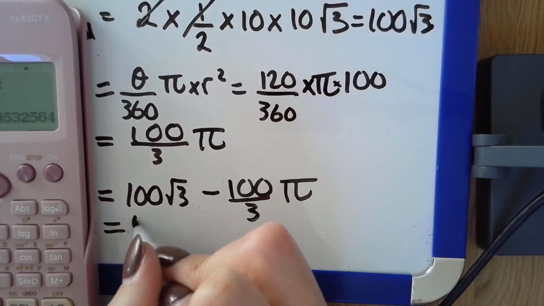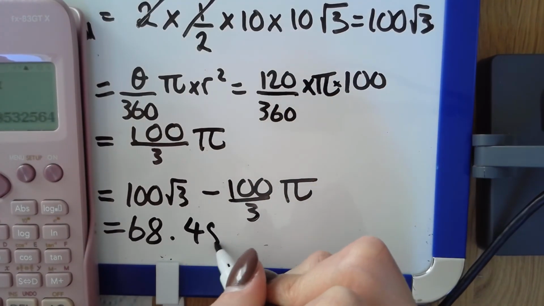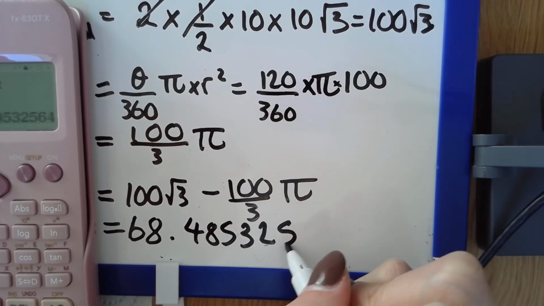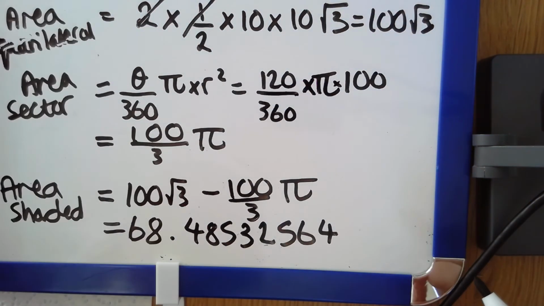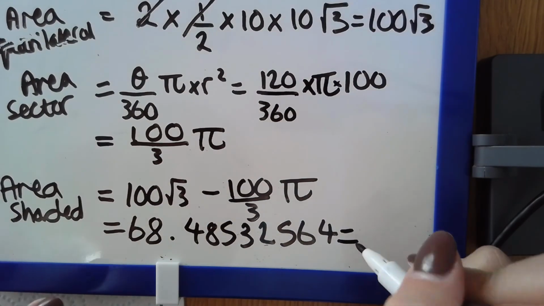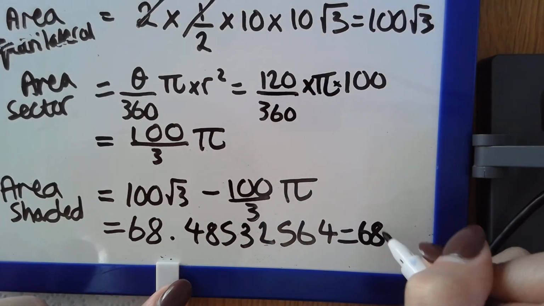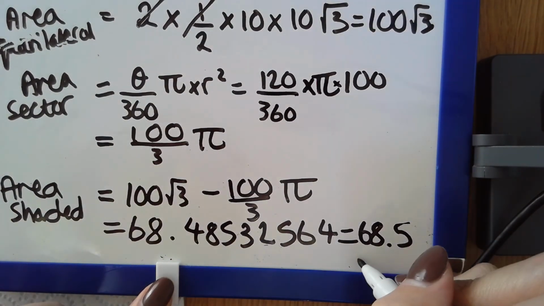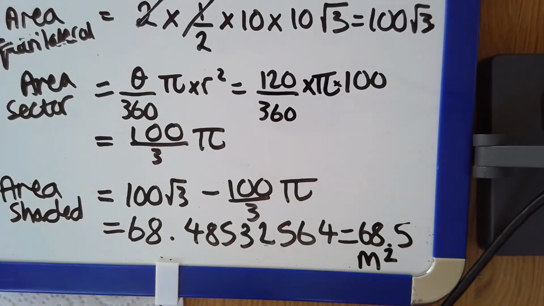So my answer is 68.4853254, and to 3 significant figures, what it's asked for, 68.5, and units are meters squared because it's area.